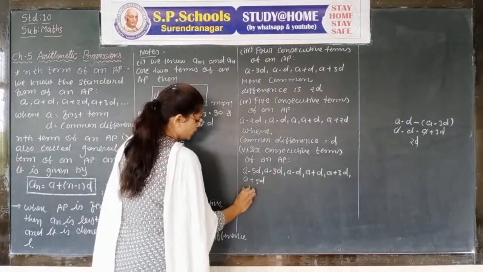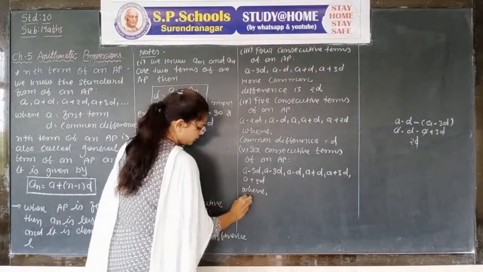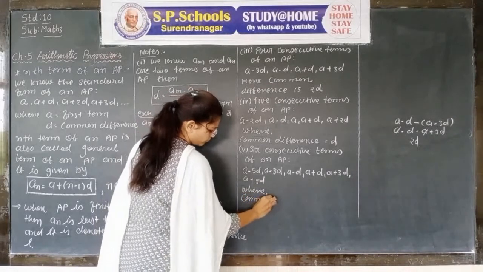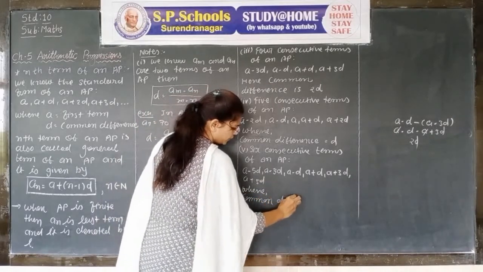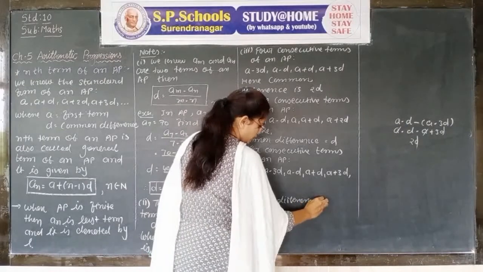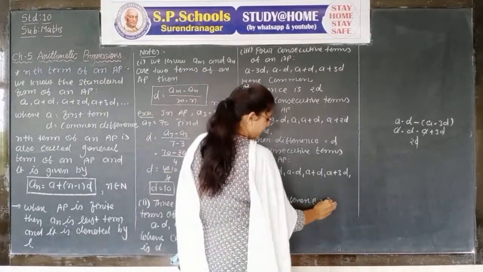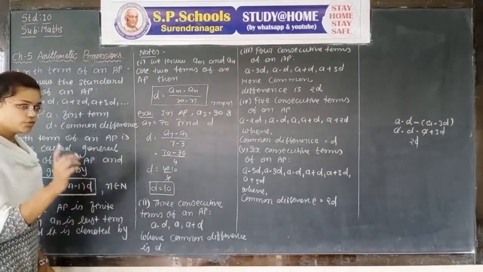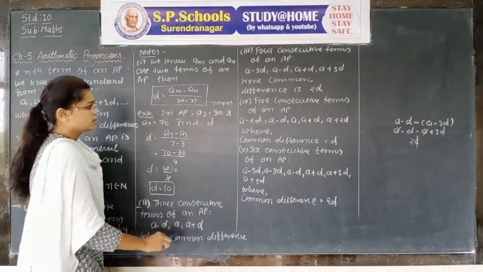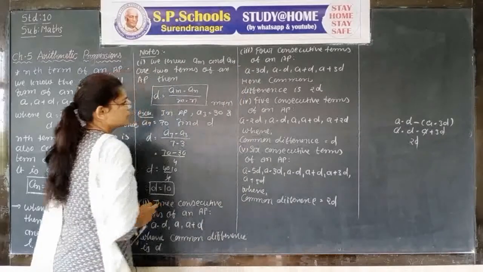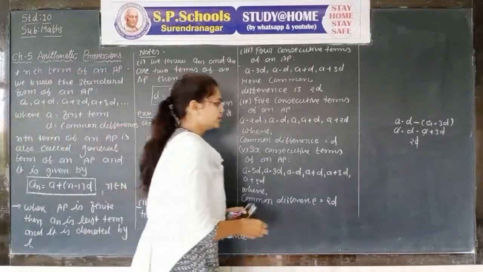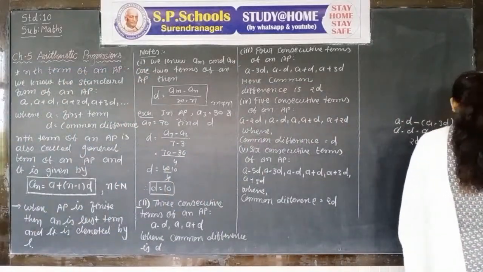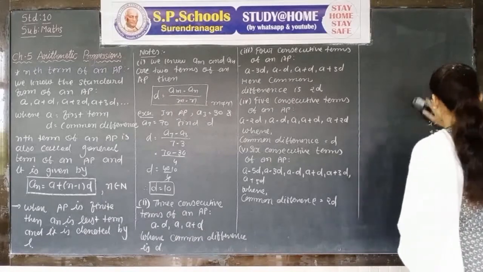Here the common difference is 2d, like 4 consecutive terms. You should keep in mind the 3 consecutive terms and the 4 consecutive terms very clearly. Let's see the next note.